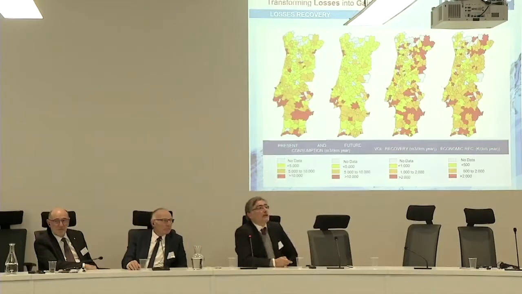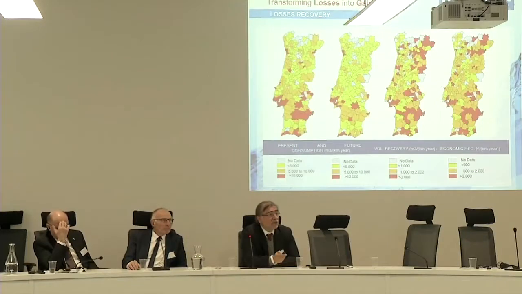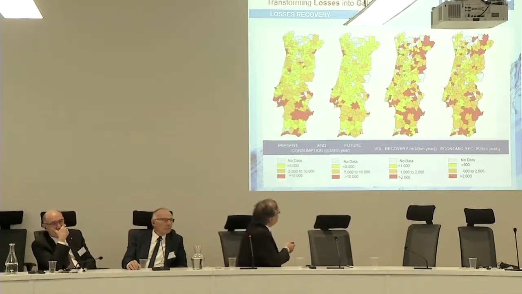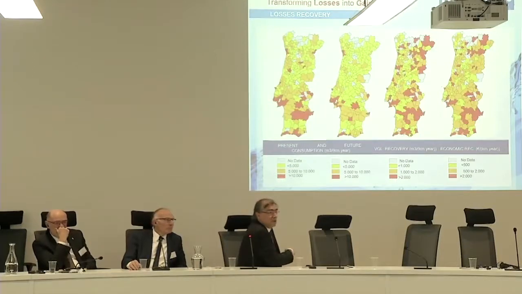About the losses recovery, if we have a level of losses of 30–40% and we can go to 15%, the country will change its colors, as you can see. The recovery volume is illustrated, and the economic revenue is here. So in this image, you can see where the more valuable kilometers are, which means where you should attack, which are the municipalities that are in the worst situation.